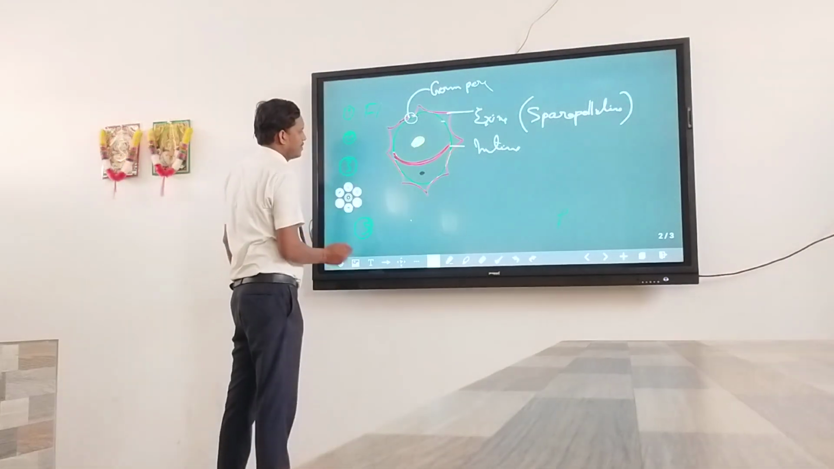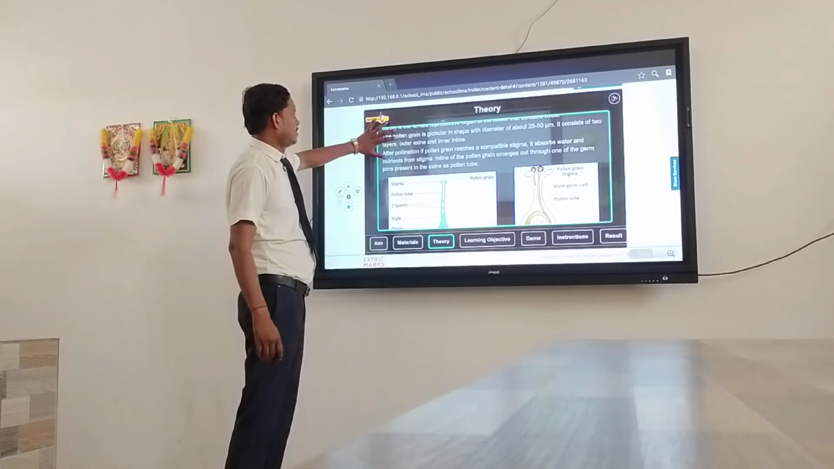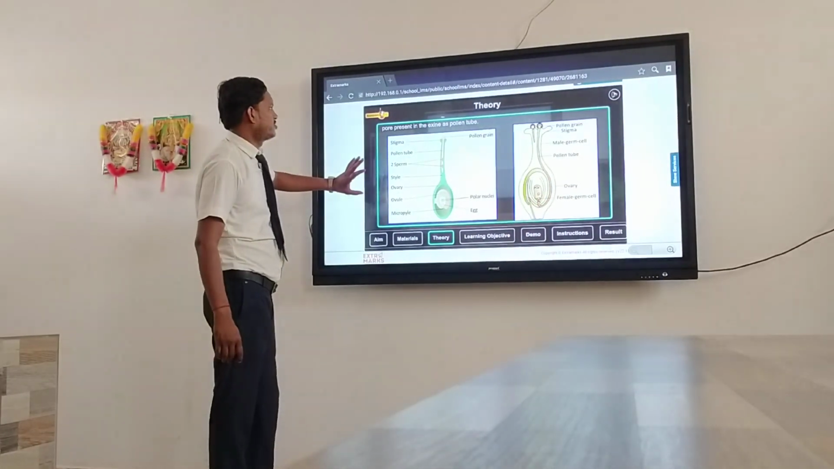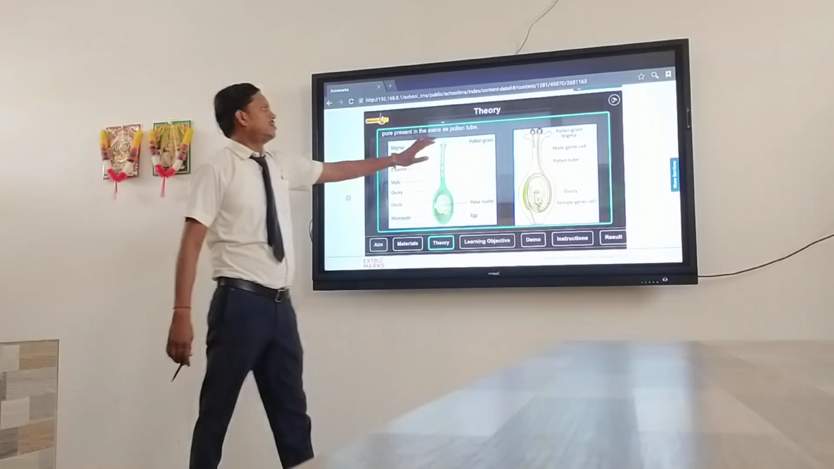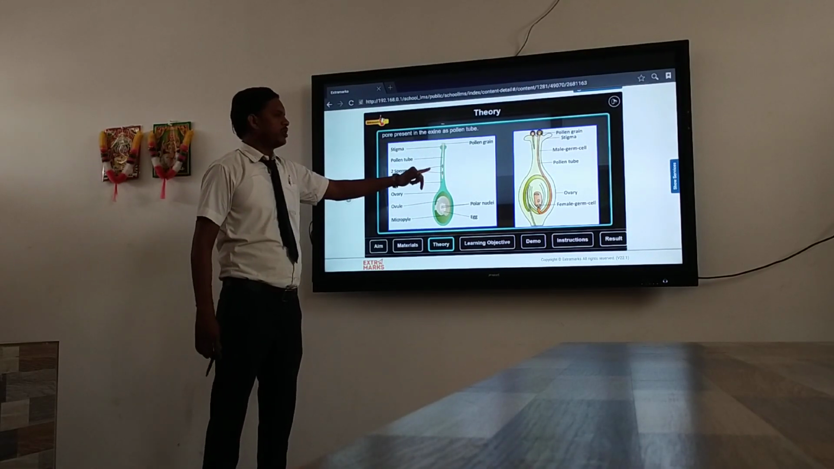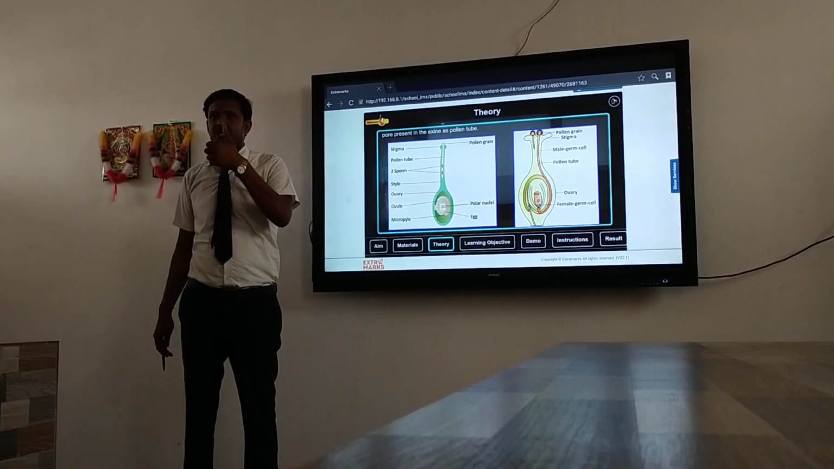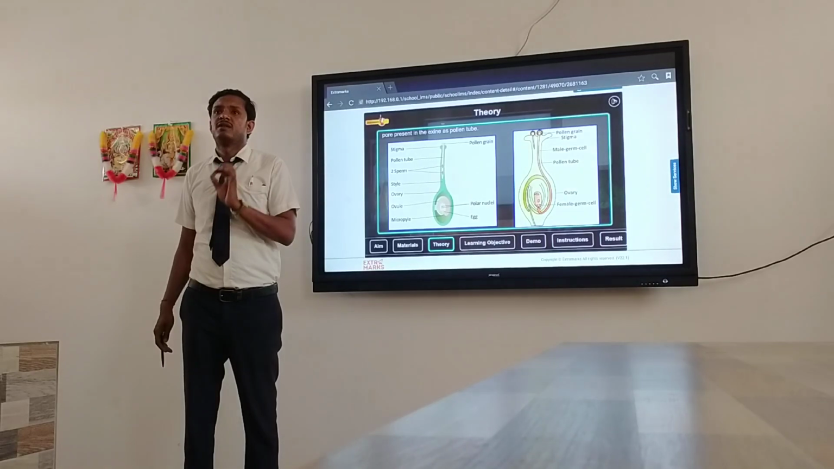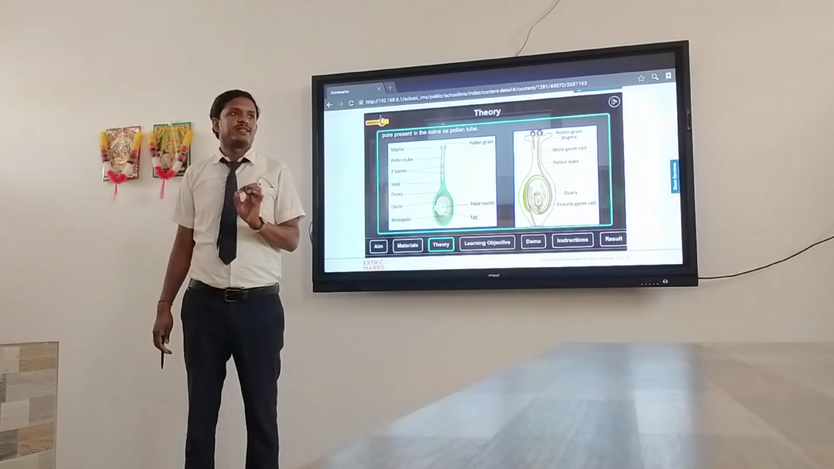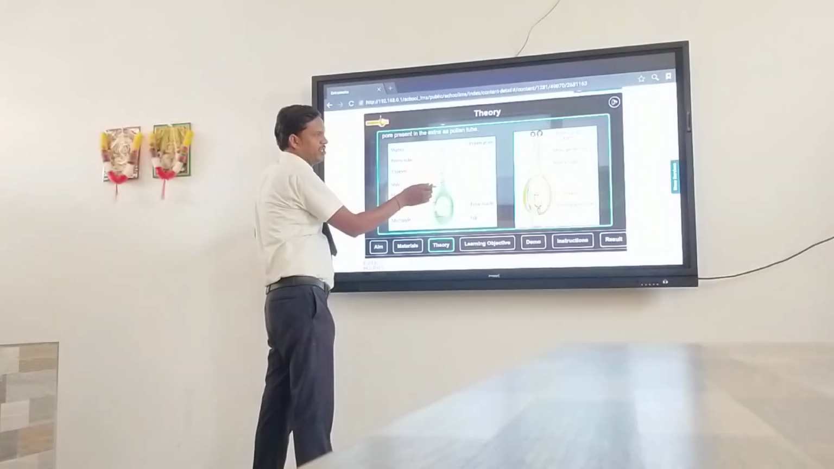Come back to the topic. So this is the structure: how the pollen grain falls on the stigma, the pollen tube germinates, and this pollen tube is going to carry the two gametes. We can say one is vegetative and another one is generative. So this is the initial stage.